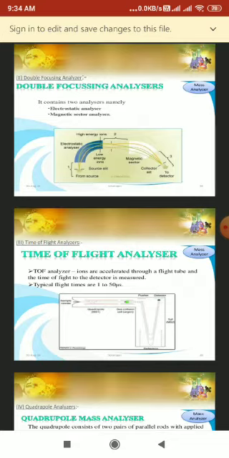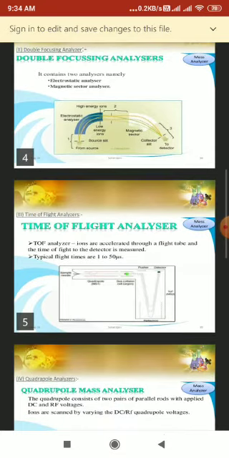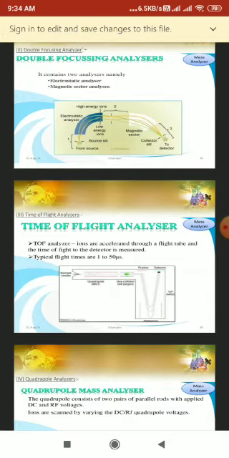lasting a microsecond or less and is repeated intermittently. This positive pulse accelerates the ions into a long field-free drift tube of about 1 meter, through which the ions move at their own velocities. Depending on the momentum, the ions reach the detector in order of increasing mass.